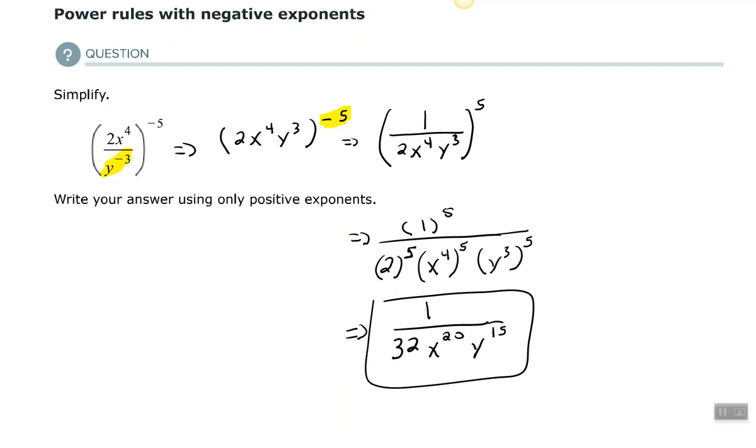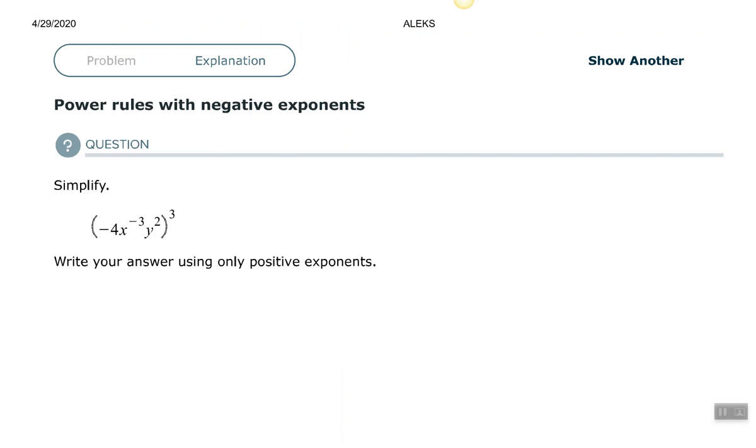Alrighty, let's look at another one. All right, so this one, we have negative 4 times x to the negative 3rd times y squared, all raised to the 3rd power.